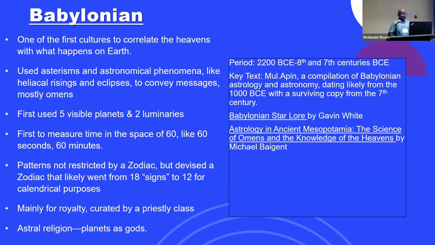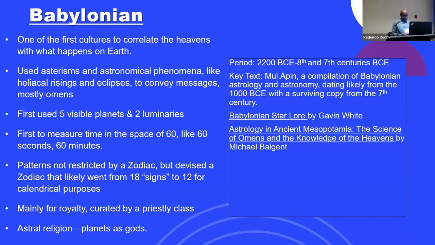What's interesting is that the Babylonians were the first to introduce the sexagesimal system, which is measured in units of 60, where we get 60 minutes and all those particular things. Also, they went from initially 18 signs related to their zodiac and pared it down to 12. One theme I want to say is that it was mainly for royalty, so it was curated by priests, so that's what you're seeing at the bottom. And it was considered an astral religion. They didn't make such a clear distinction between planets as gods and representing or even being the gods. So that's important to take in, rather than just thinking they disputed as we did. And they were the first, as we've been able to document, to use 5 visible planets and 2 luminaries.